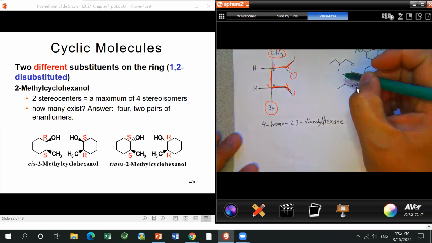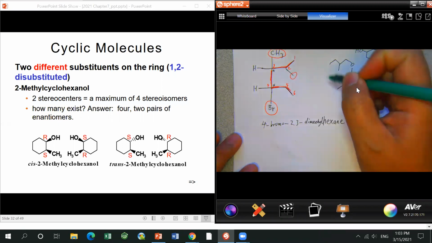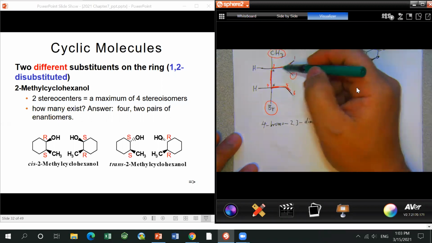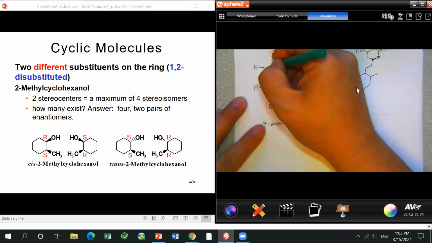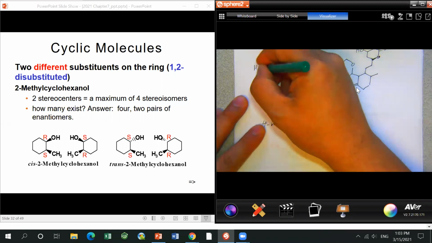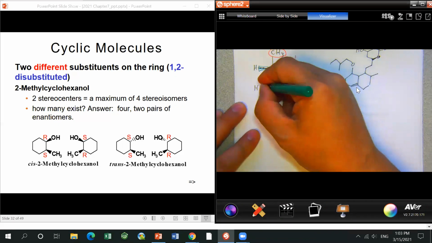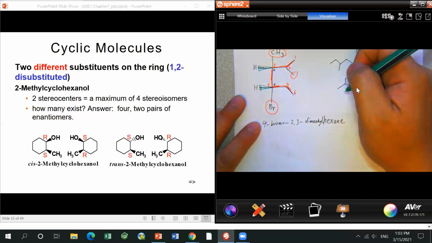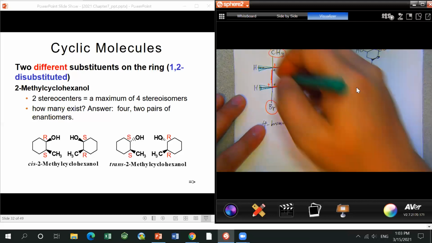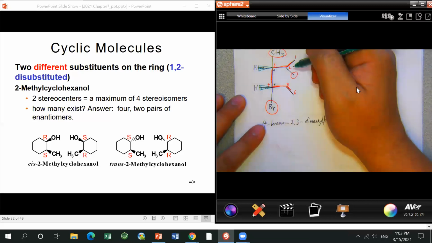Next, we try to determine R and S for the 2 star centers. Keep in mind that all the horizontal bonds actually point towards you. So this hydrogen is actually connected by a wedge bond, and the same for this one: this hydrogen connected by a wedge bond points towards you. Now we do the assignment. We do this carbon first.